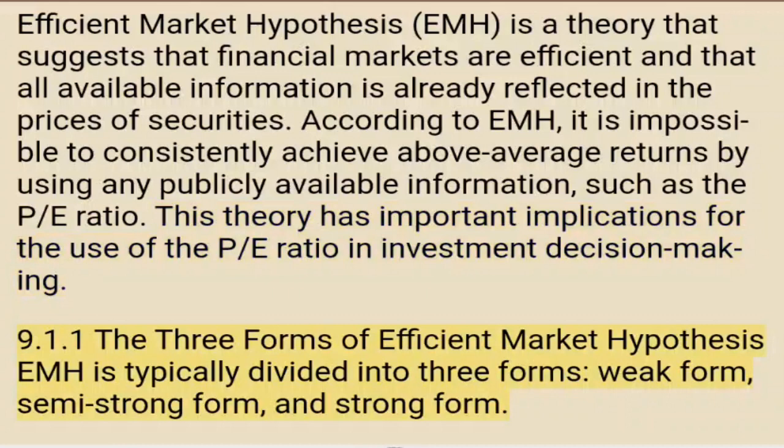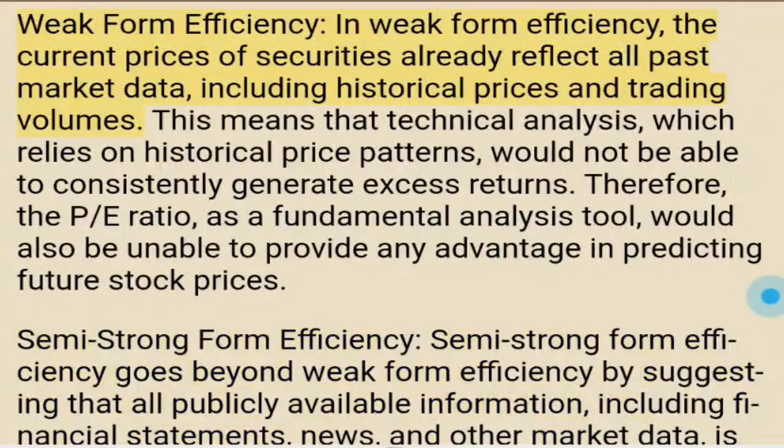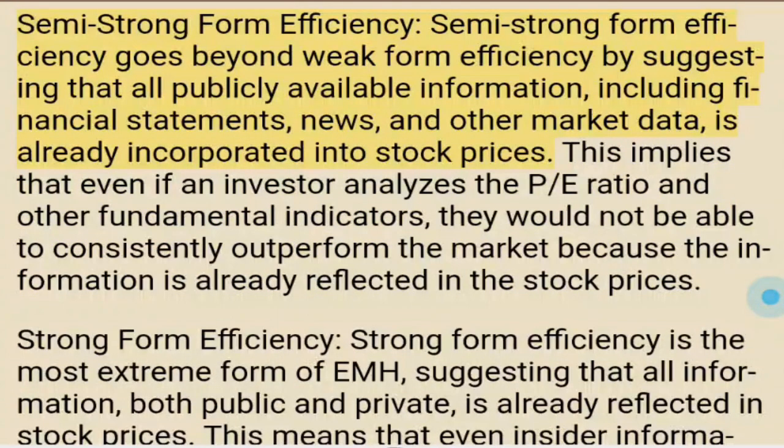9.1.1 The three forms of efficient market hypothesis. EMH is typically divided into three forms: weak form, semi-strong form, and strong form. Weak form efficiency. In weak form efficiency, the current prices of securities already reflect all past market data, including historical prices and trading volumes. This means that technical analysis, which relies on historical price patterns, would not be able to consistently generate excess returns. Therefore, the P/E ratio, as a fundamental analysis tool, would also be unable to provide any advantage in predicting future stock prices.